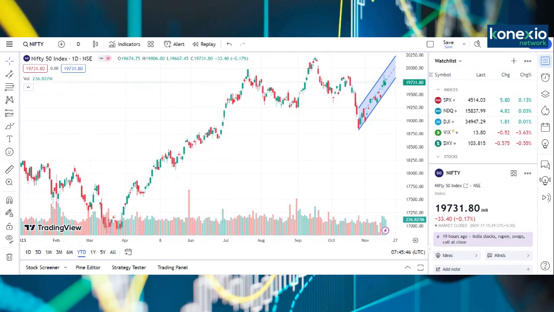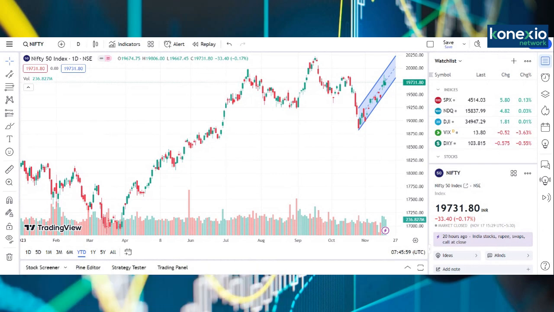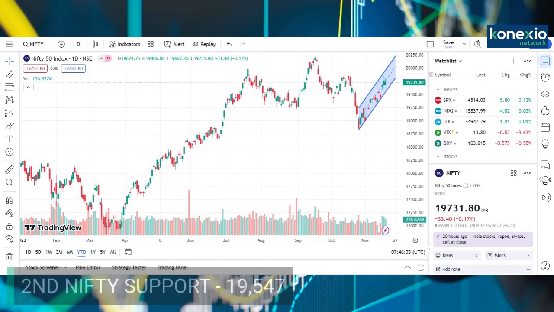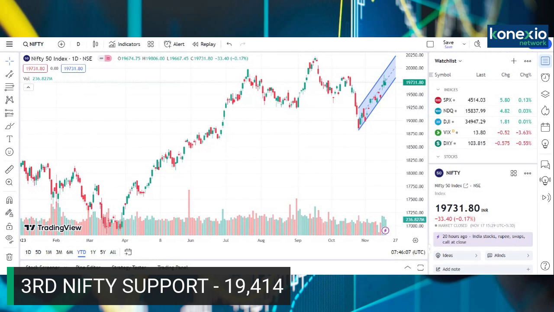So for the next week, you can clearly see the trend is positive. So the important supports in the Nifty are placed at 19,627 as the first support. Below that, the second support is placed at 19,547, and below that, the third support is placed at 19,414.